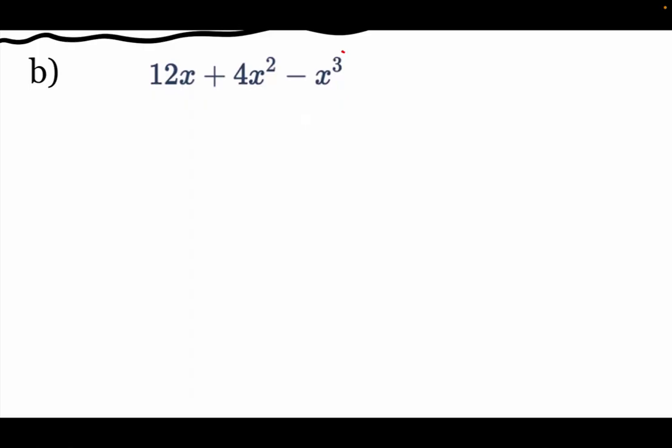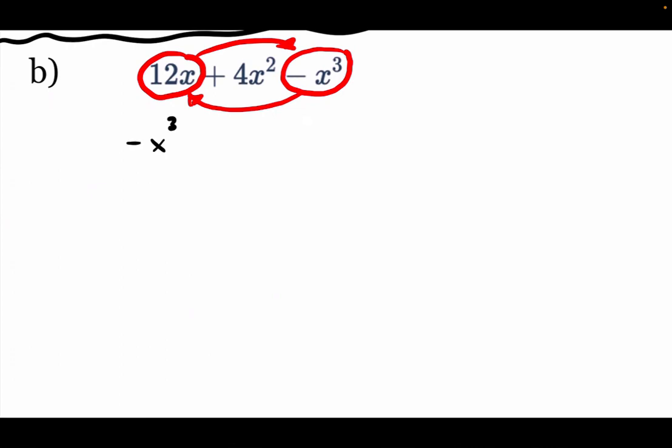We move them. This one is going to need to go in the front. This one is going to need to go in the back. So the negative comes with it, negative x cubed. The middle one can stay because it's in the middle. And then positive 12x because it was positive 12. The signs, the positives and the negatives, move with it. Okay, so here's my first term now, here's my second term, here's my third term.